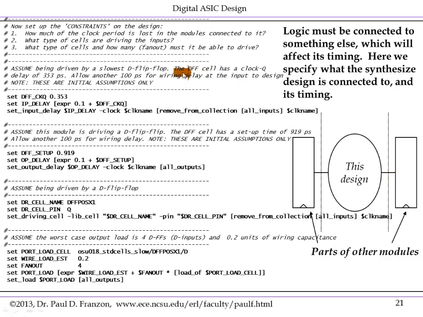So what I did here, I actually looked up the clock-to-Q delay of a D flip-flop, added a little bit of extra time for wiring delay, calculated that as its variable IP delay, and assigned that to all the inputs in this design. And I'm saying here the clock going to the external flip-flop that is originating these signals is being fed with this clock, the clock I've called clock in this design.